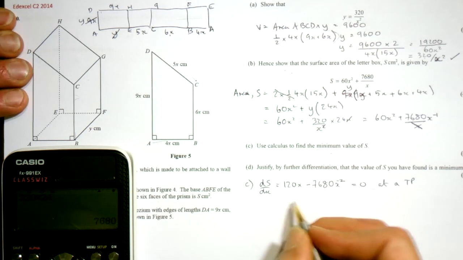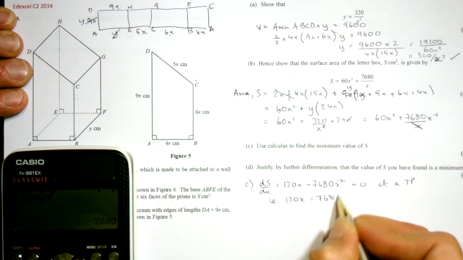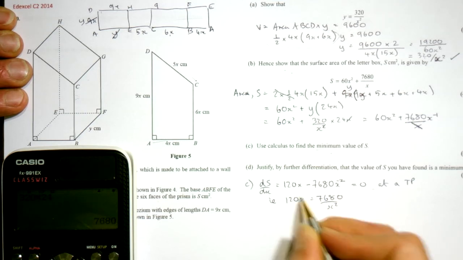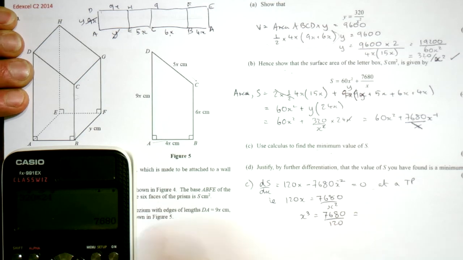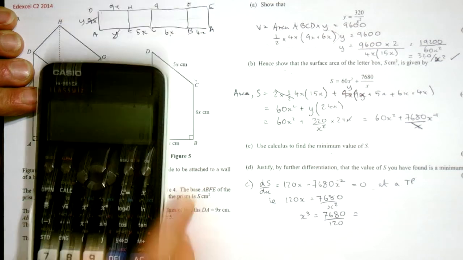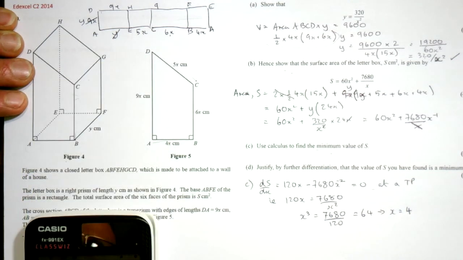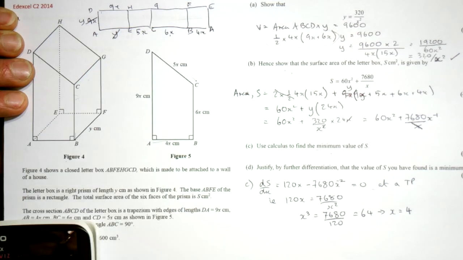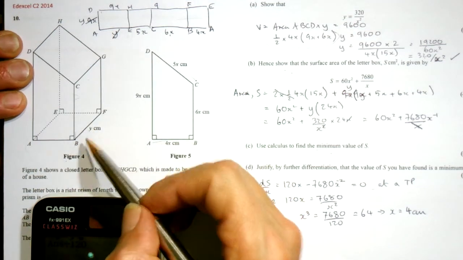Right, so if this is equal to 0, then 120x is equal to 7680 over x squared. So multiply the x squared up, it becomes x cubed equals 7680 divided by 120. Do you reckon that's going to be a cube number? Divided by 120 equals 64. Gives us that x is equal to 4. And that'll be centimeters, I think. 4 centimeters. Does that make sense for a letterbox?